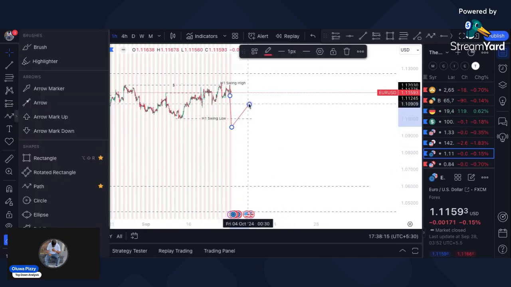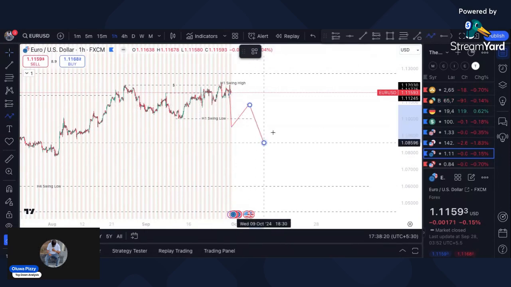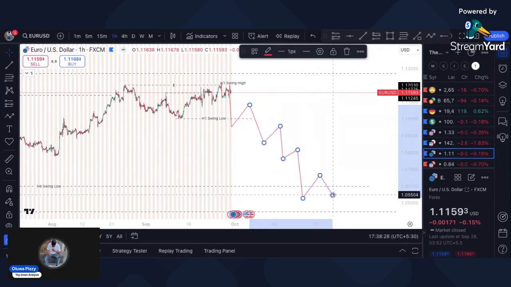then we will see something like this. There will be something like this. Okay, we see something like this. Then that means this low will be taken out. Please take note of what I'm saying right now. So what we are waiting for is for this scenario to happen. Either this low goes or this high goes.